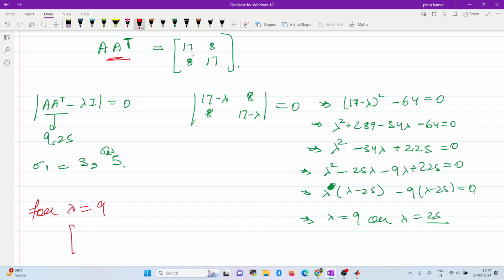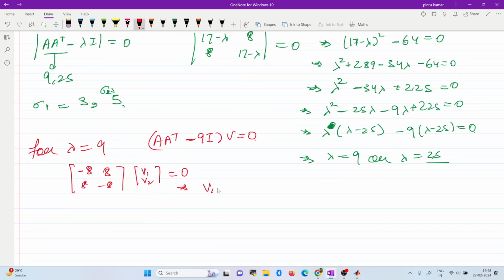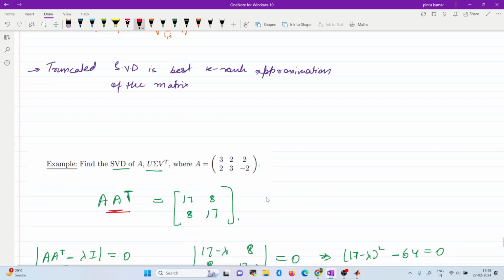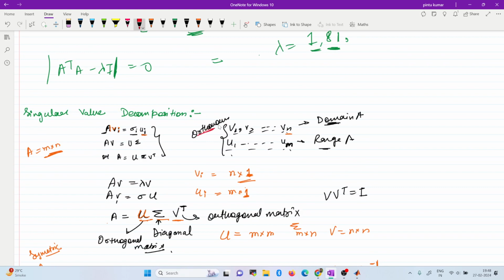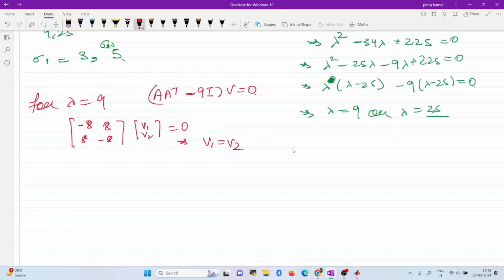So this is 17 minus 9i. So this is (A transpose minus 9i) V equal to 0. So this would be [minus 8, 8; 8, minus 8] times [V1, V2] equal to 0. This implies that my V1 is equal to V2, right? Also, I mentioned that V1, V2, up to Vn that we have should be orthonormal, right? So one choice for this is 1, 1, but we'll further normalize it. So this would become 1 by root 2, 1 by root 2.